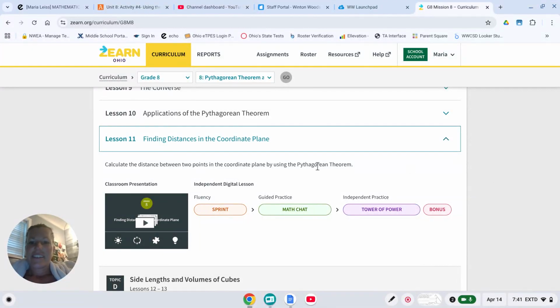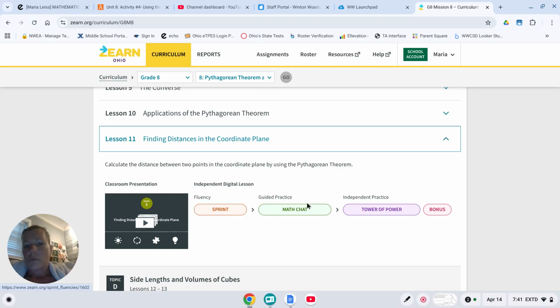Hi kids. So this video is to help you with your Zearn Mission 8 Lesson 11, finding the distances in the coordinate plane. This is about how we calculate the distance between two points on a coordinate plane or on a graph, and we use the Pythagorean Theorem. We hinted to this in Activity 4 in class. We did a couple slides like it, so it's going to be very similar to that.